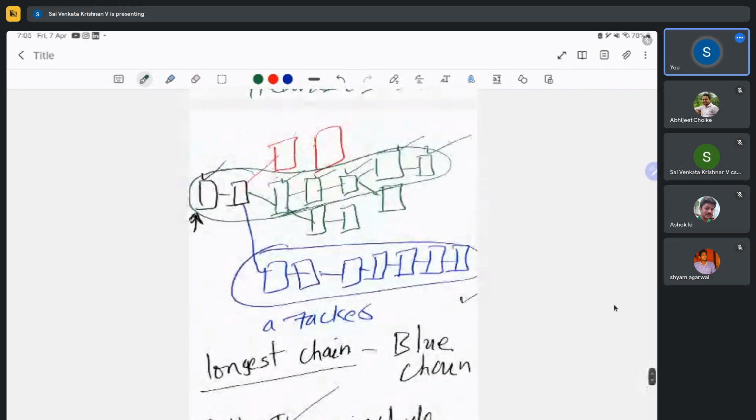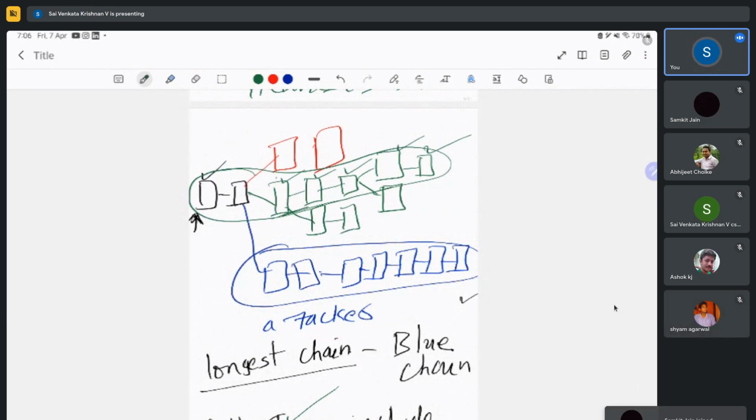The reason being, if you look at the red chain, it's just two blocks, and let's leave that out. By default, it has two little blocks, the chain height also. Whereas if you look at the blue chain, it can be highly possible that some attacker has done a selfish mining strategy to come up with these many blocks.